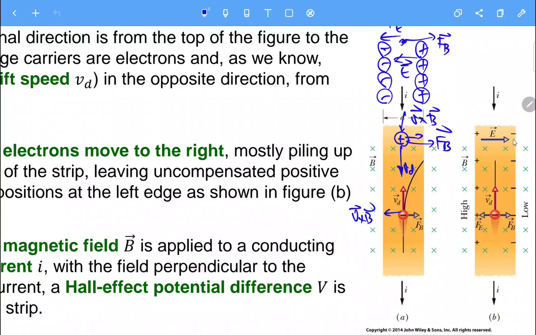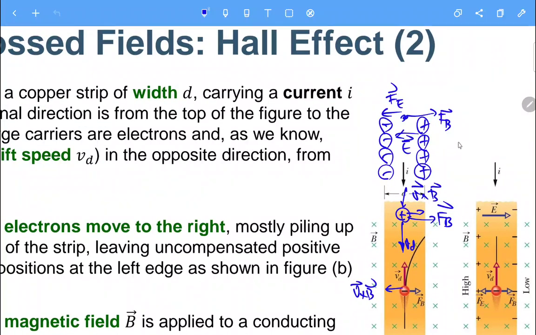When more and more charge accumulates, FE becomes larger and larger, so finally the forces reach equilibrium. Then we can measure the voltage difference from the left side to the right side. The argument here is that if it is a positive charge, it has the same direction as the conventional current, which means VD points to the bottom. So V cross B points to the right side, and the charge will start to accumulate.